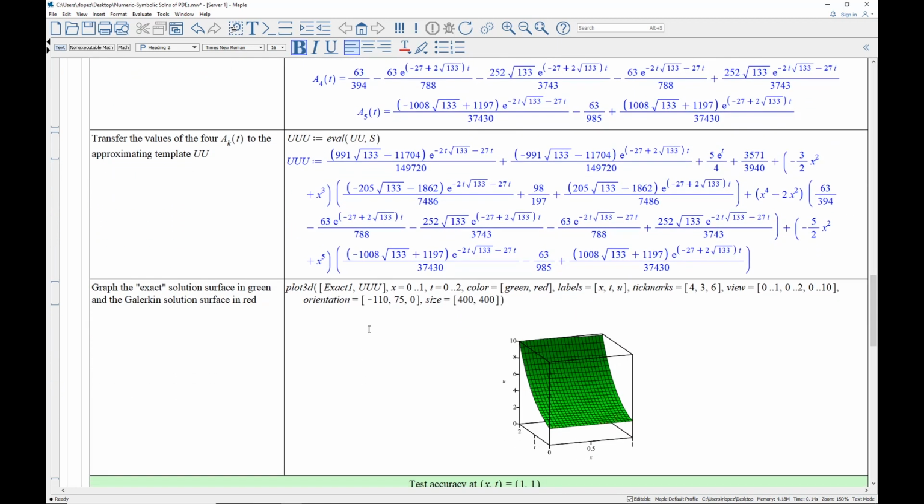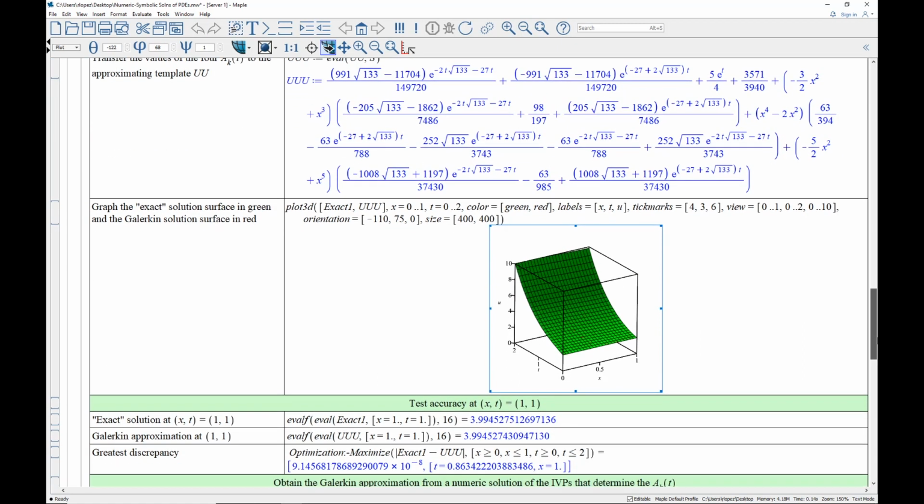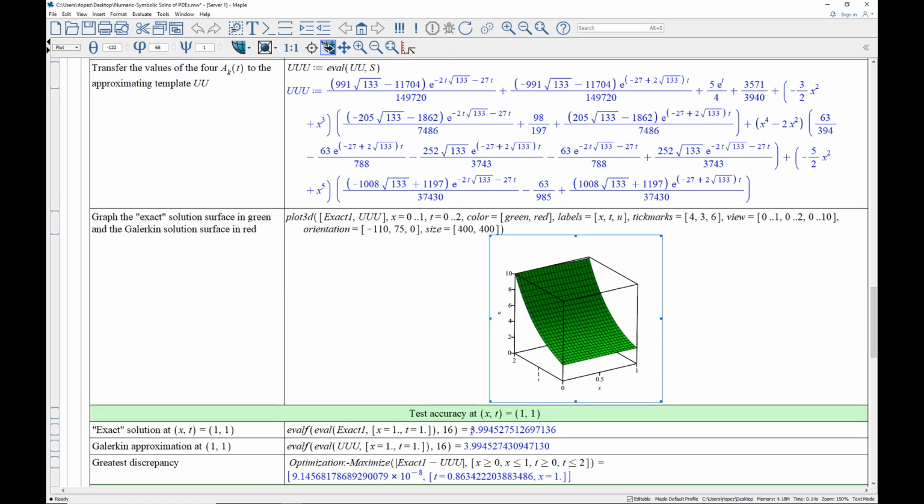And that approximate solution is compared to the exact solution. You can see a little bit of red mingled in with the green, so these are going to be pretty close. So, various ways of testing. Here I test at 1 point. The numbers are close. Here I looked at the maximum discrepancy in absolute value, and it's 10 to the minus 8. So that Galerkin solution is way better than the finite difference solution that we obtained earlier.